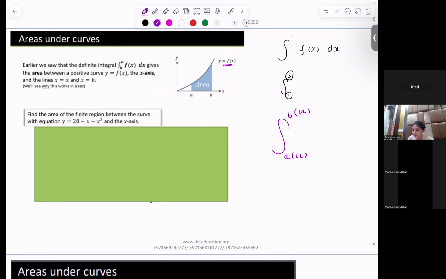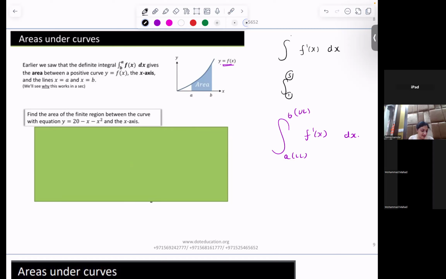The y is equal to f x, so I will have f dash x, and we are finding the area under the curve, where b is our upper limit and a is the lower limit, where it cuts the x-axis. Are you with me? But sometimes they do not give us this a and b. Let's take an example: find the area of the finite region between the curve with the equation this and the x-axis.